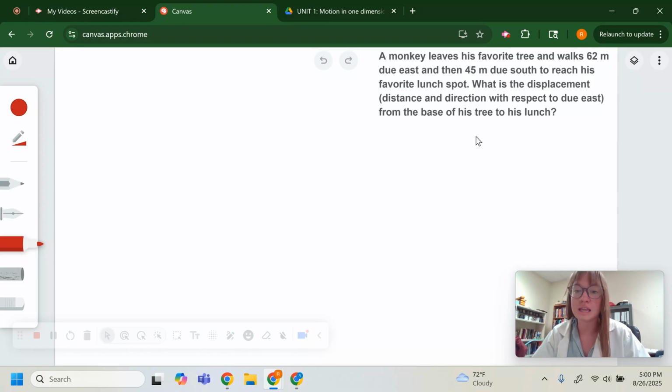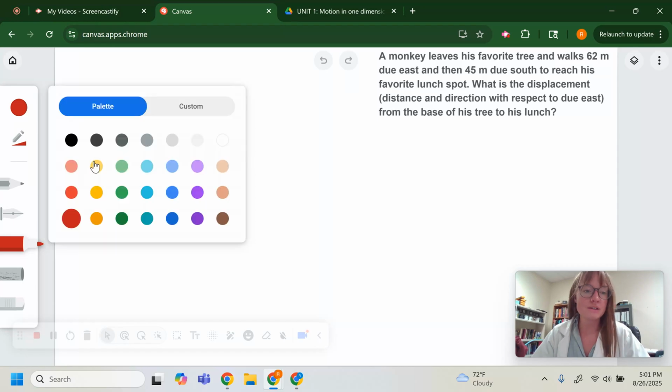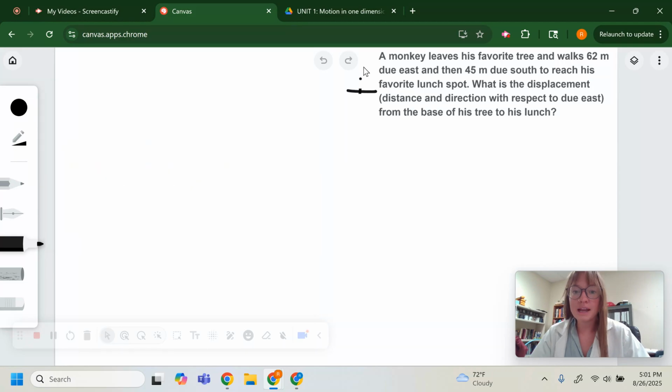Okay, let's go ahead and start by figuring out which of our axes we would like to primarily consume the page. Once again, we got a north, south, east, west type situation. We got a little monkey sitting at his favorite tree, then he goes east, and from there, after he goes east, he's going to walk south. So I'm thinking we're primarily going to want to be working here in this fourth quadrant.